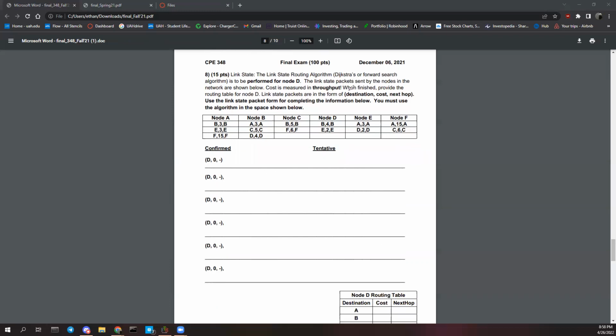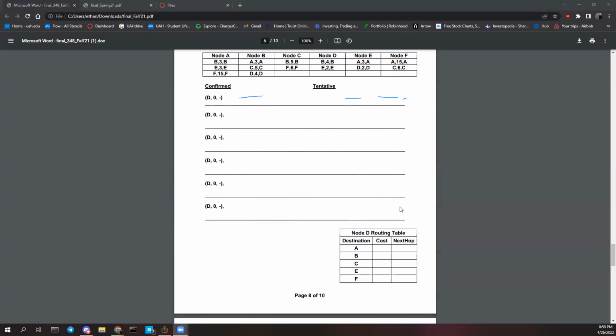Cost is measured by throughput. When finished, provide the routing table for node D. Link state packets are in the form of destination, cost, next hop. Use the link state packet form for completing the information below. You must use the algorithm in the space shown below. Cool. So you use all this space to figure stuff out, and then you end it by filling the table with your final results, which should be what you see in the last row here.